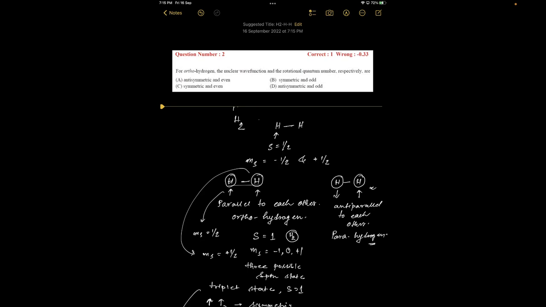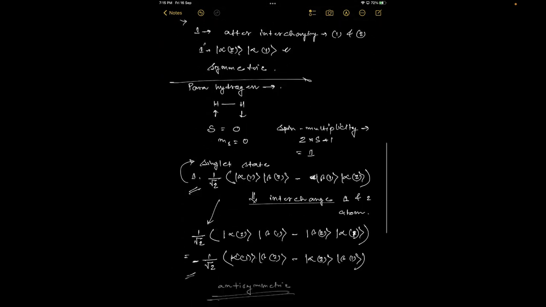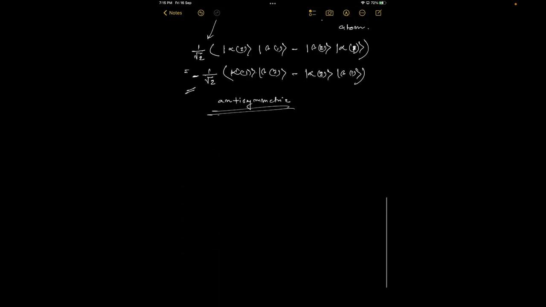Now we have to find out the rotational quantum number for the orthohydrogen case. Now actually this H2 consists of two hydrogen atoms with a covalent bond, and the spin corresponding to this hydrogen atom is 1/2. That means they will act as fermions.